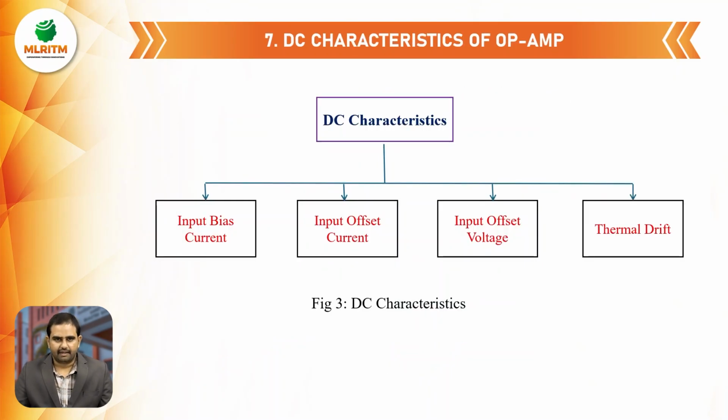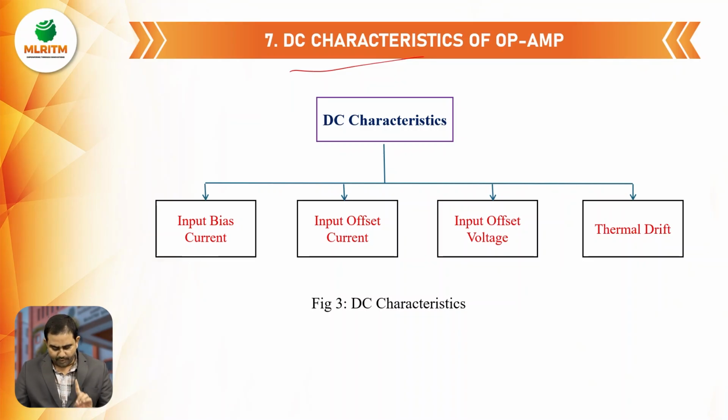Coming to the last topic, that is DC characteristics of op amp. In general, we have 2 kinds of characteristics. One is DC characteristics and the second one is AC characteristics. In our curriculum, we have DC characteristics. So try to remember there are 4 types of DC characteristics.